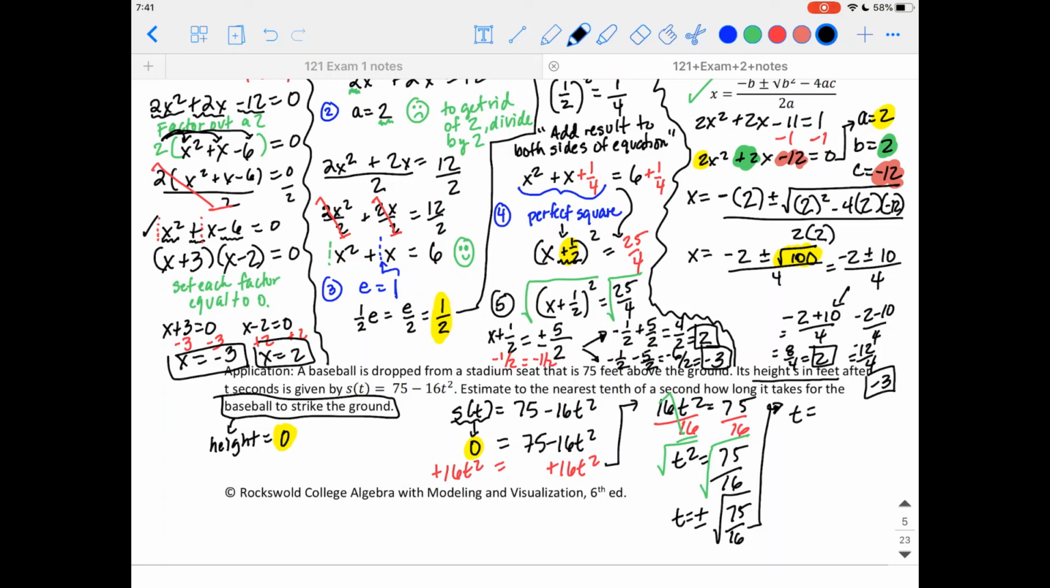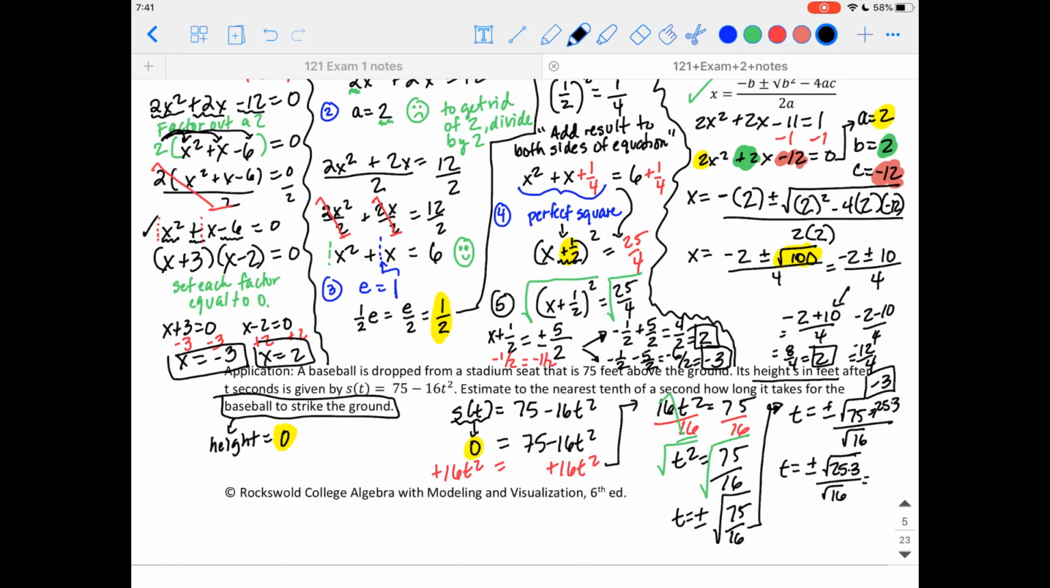So t is equal to positive and negative the square root of 75. It'd be nice for us to know that this is technically the same thing as 25 times 3. And then the square root of 16 is a beautiful 4. So t is equal to positive and negative, the square root of 25 times 3, over the square root of 16.